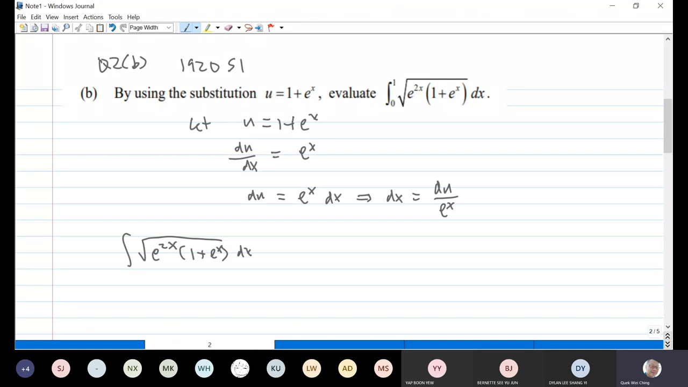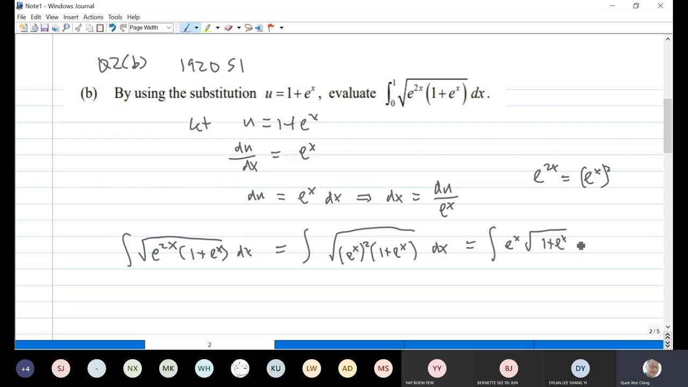First, you must understand what e^2x looks like. e^2x is basically (e^x) squared. So this thing is actually the square root of (e^x) squared times 1 plus e^x. If you take the square root of (e^x) squared, of course you get e^x. So this thing is e^x here, then the square root of 1 plus e^x dx. Then everything becomes nice because of a lot of cancellation.